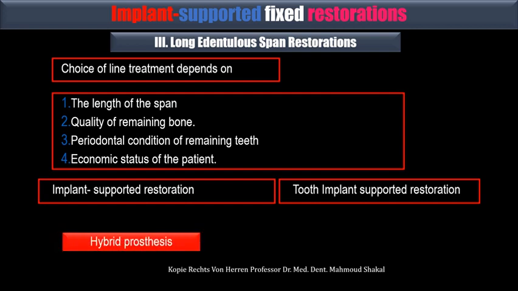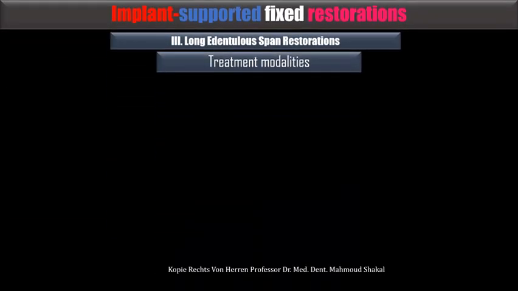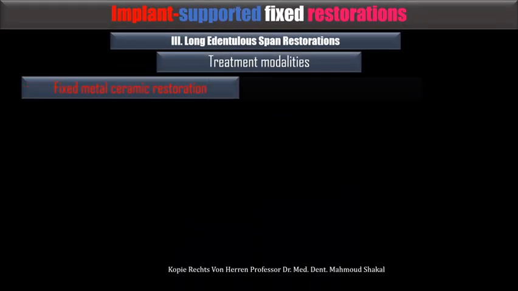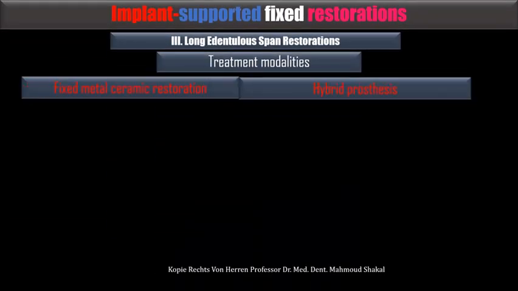We may use a hybrid prosthesis, which is a combination of the concepts of removable and fixed, or use metal ceramic restoration in case there is no bone resorption. So we have two modalities of treatment: fixed metal ceramic restoration in case of no or moderate bone loss, and hybrid prosthesis in case of great bone loss or soft tissue loss.